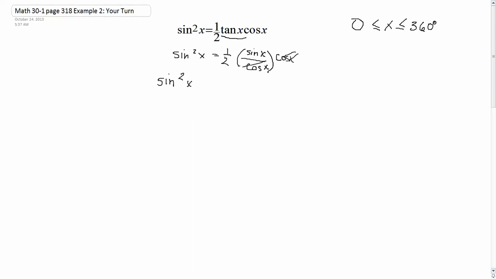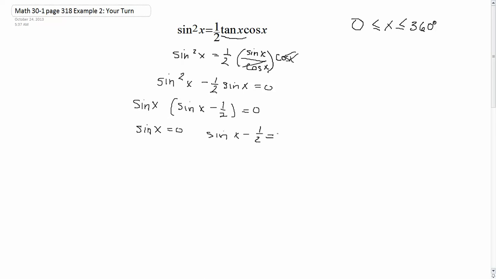On the one side we have sin²x, the other is 1/2 sin x, so I'm going to move it across and we have sin²x minus 1/2 sin x equal to 0. Now you can see that we can factor a sin x out, so sin x times (sin x minus 1/2) equals 0. Each of our factors gets set equal to 0, and we can solve for x. So sin x = 0, and sin x minus 1/2 = 0.